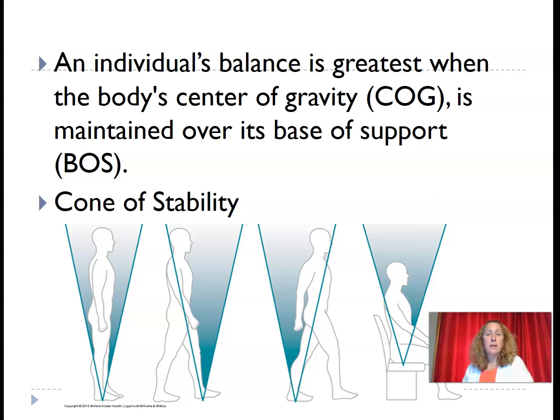So the individual's balance is related to the position of the center of gravity and maintained over its base of support. This cone of stability is the normal amount of sway that occurs in an individual's body relative to the base of support, and that cone can vary depending upon the patient's position. But essentially what you need to know is that there is a normal amount of sway that occurs, about 12 degrees of sway, that can occur to maintain normal balance.